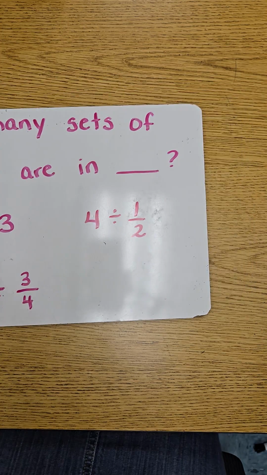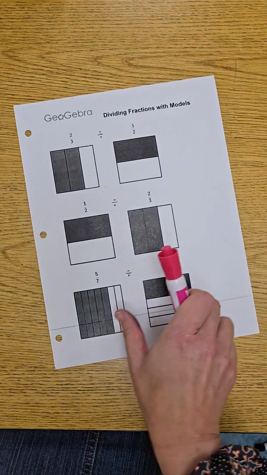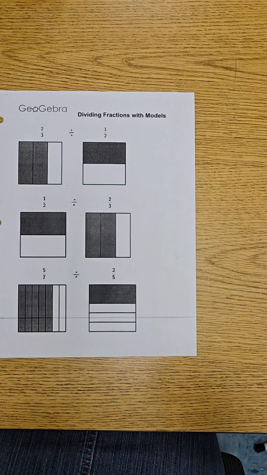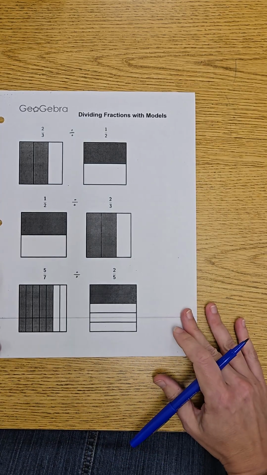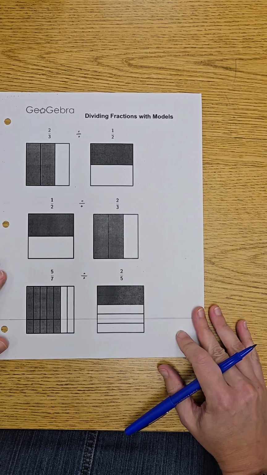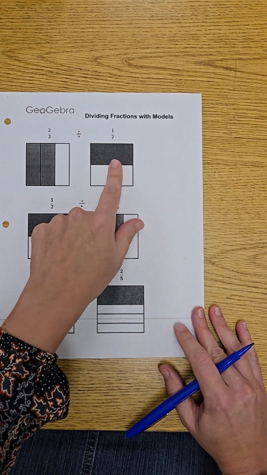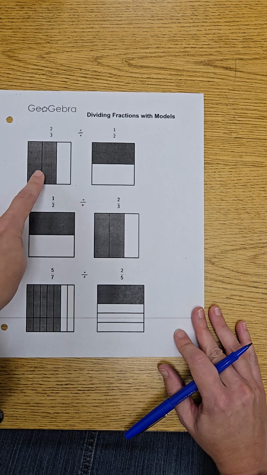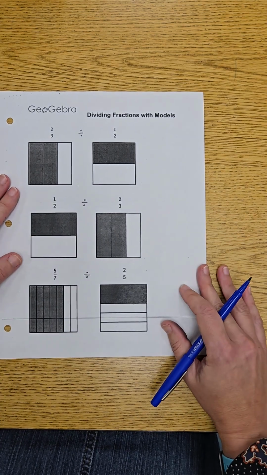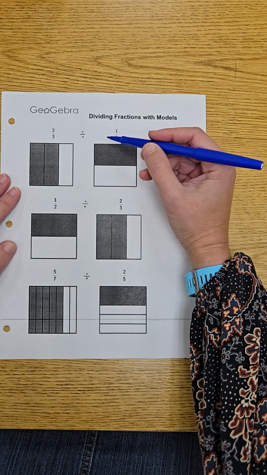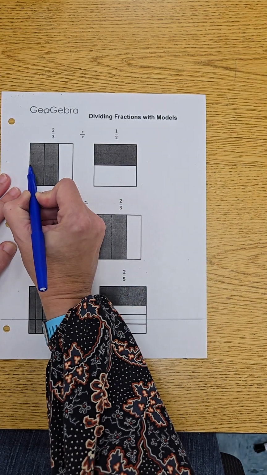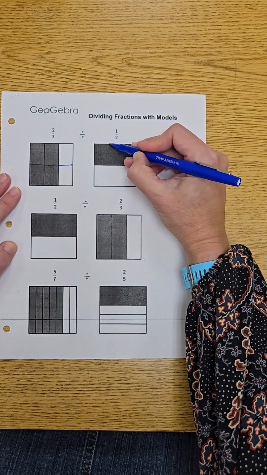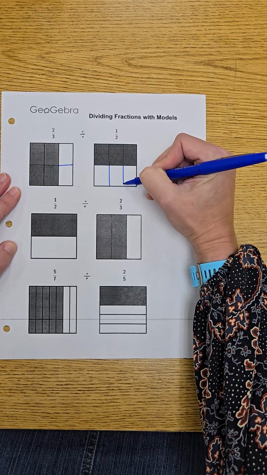So the first one we started with were just fraction area models. So here our first problem is looking at 2/3 divided by 1/2. So again, the first place we start is what is the question? We're trying to figure out how many times this 1/2 will go into 2/3, or how many sets of 1/2 we have in the 2/3. So the first thing that we learned how to do was to give them a common denominator. So my 2/3 I'm going to split in half, and my 1/2 I'm going to do into thirds.